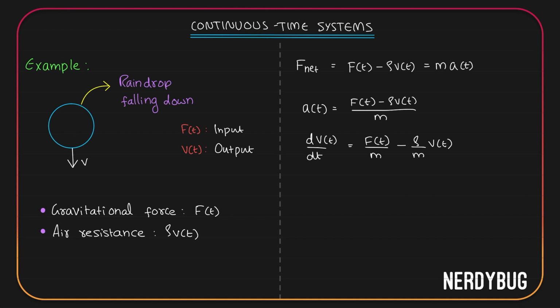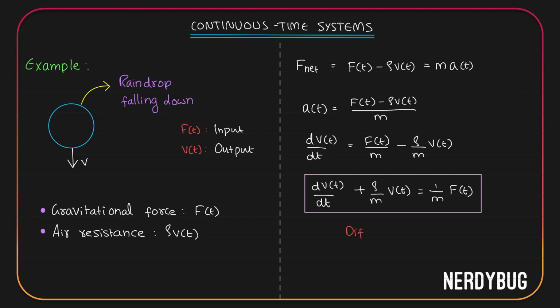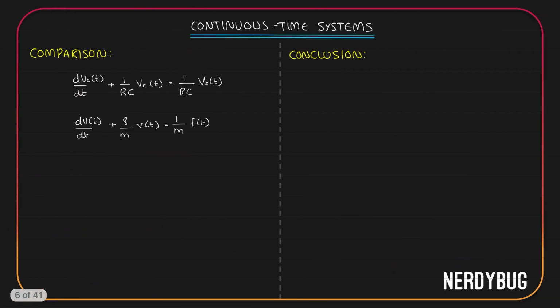Let's rearrange this a little bit by taking this term to the other side. So we get dv of t by dt plus rho by m v of t is equal to 1 by m multiplied by F of t. Let's put this in a box. Now you can see that this is again a differential equation and it gives us the relationship between the input and the output. Our input is F of t over here and output is v of t, which you can see over here. Let us now compare the two equations we got from our two examples.